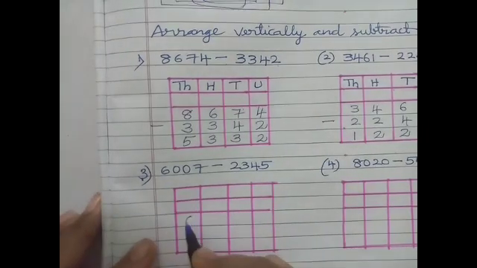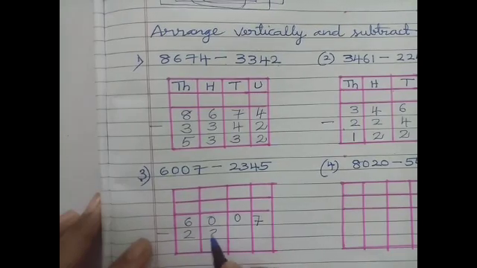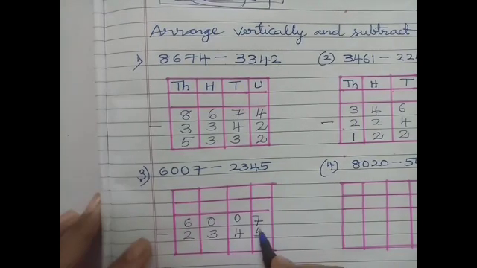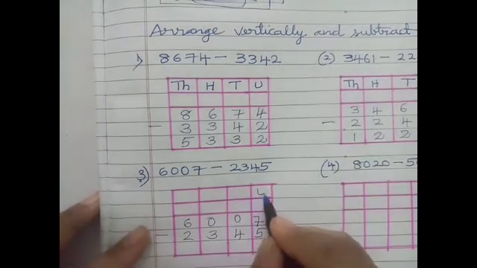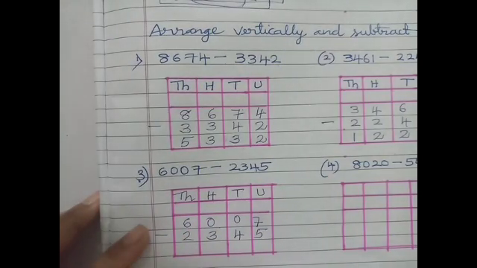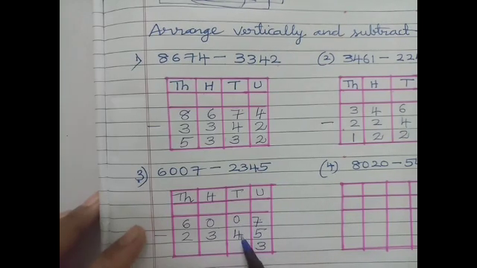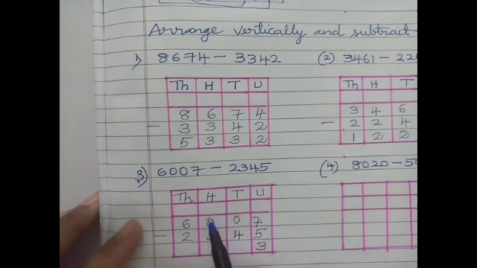Yes, children. And in the similar way, 6,007 minus 2,345. Now, this is in the units, tens, hundreds and thousands place. Yes, children. So here 7 minus 5 is 3. 0 minus 4, is it possible? No. So you are going to the next, that is thousands place, but here also you have 0.